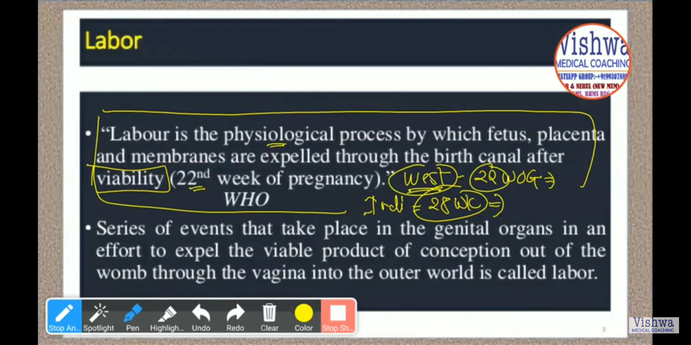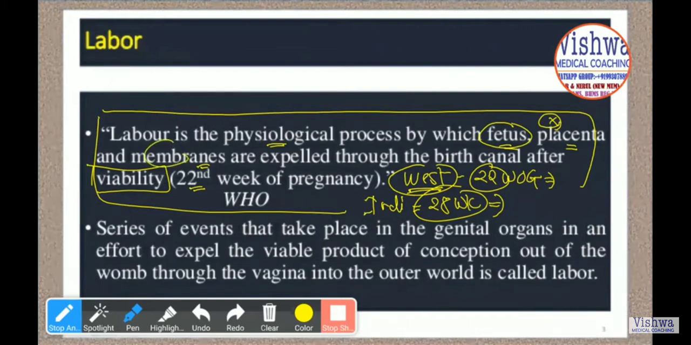Labor is a physiological process by which the fetus, placenta, and the membranes are expelled. Remember, everything has to come out. Sometimes only the fetus comes out and the placenta is retained. That is not a normal labor. So remember, it is the fetus, placenta, and the membranes.